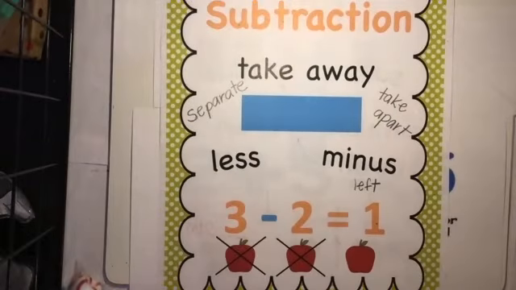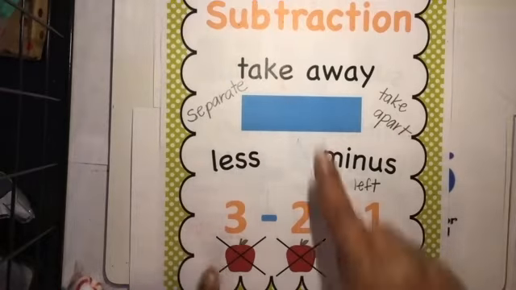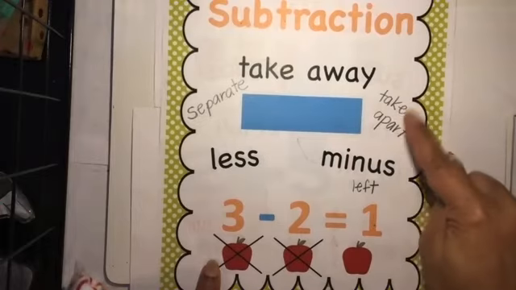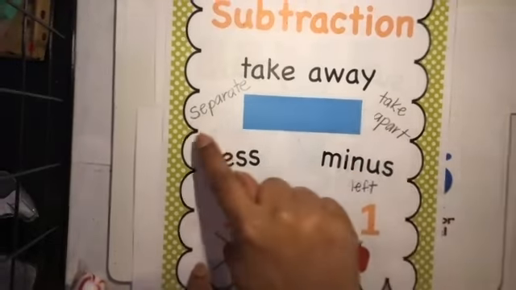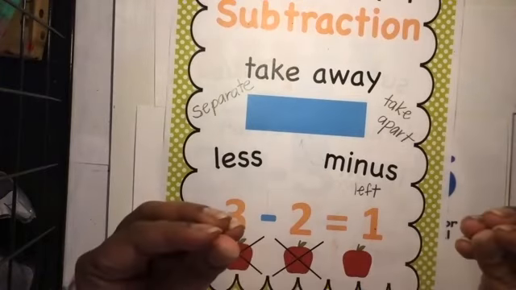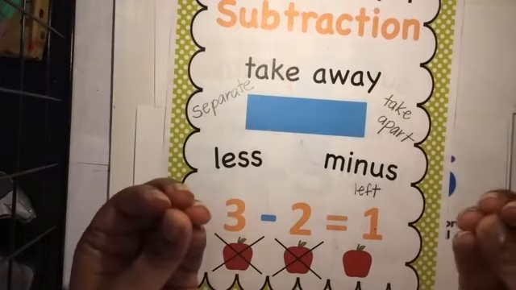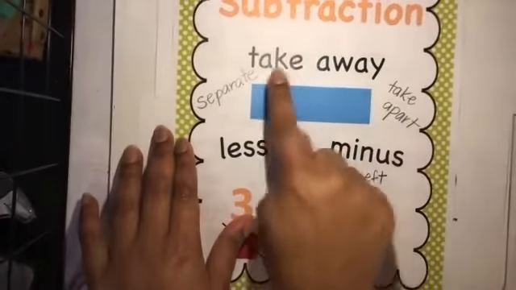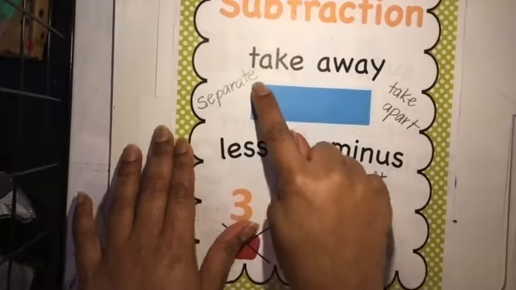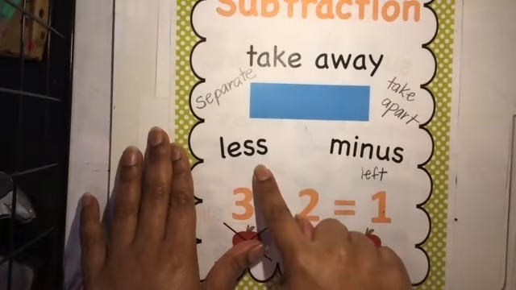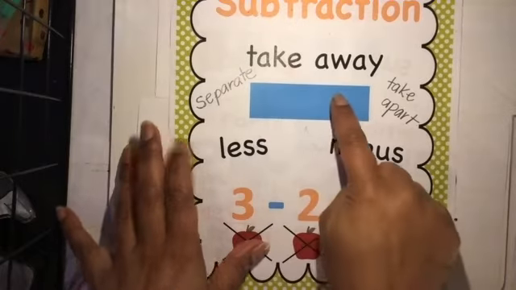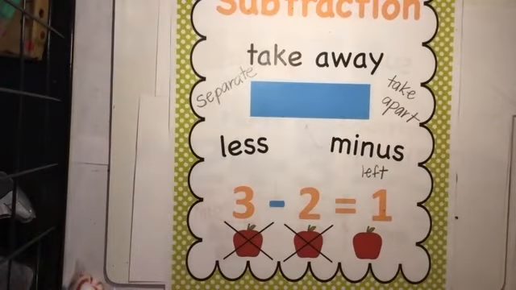Subtraction, big word. But what it really means is that we're going to take away. Okay? We're going to take apart. We're going to separate into two parts to get the difference. Okay? So take away, take apart, separate. We're going to get the number that is less. Okay? And this sign right here, this is called the minus sign.